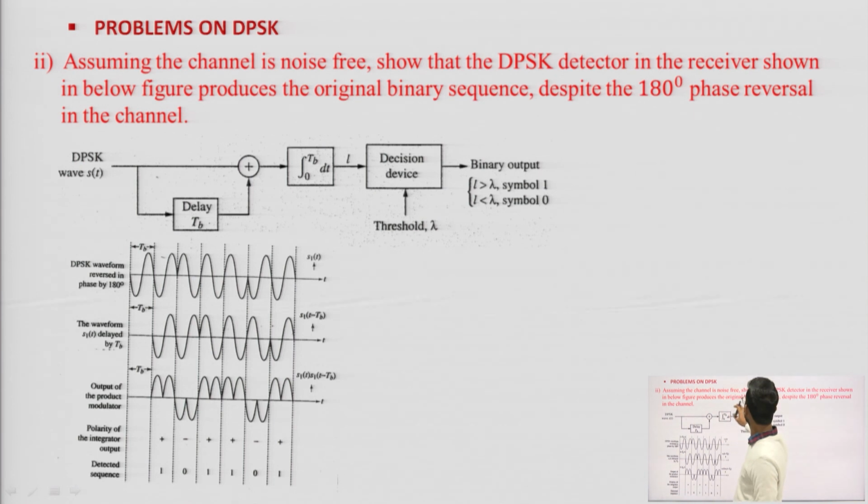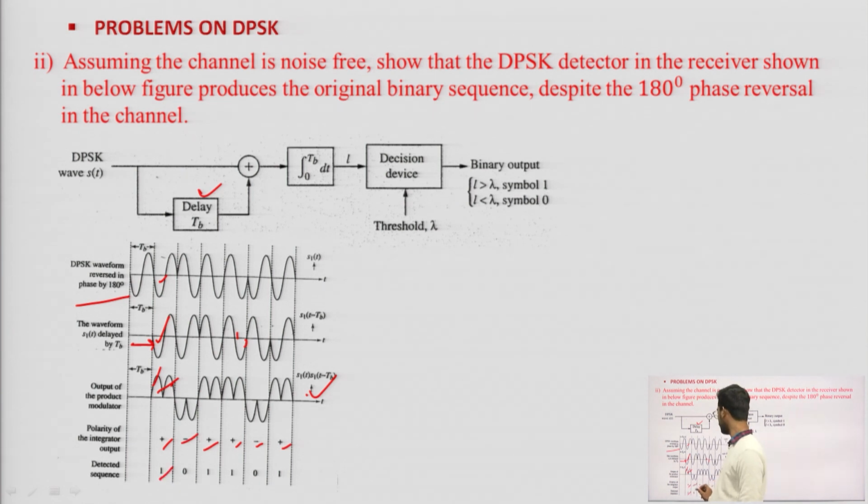This is also one type of problem, the receiver section. If I transmit this signal, I will first delay it by 1 unit. This is the DPSK waveform reversed in phase by 180 degrees. This is the waveform s1(t) delayed by Tb, so this is a delayed signal. For the output of the product modulator, I multiply these: negative times negative is positive, positive times positive is positive. Similarly, we get s1(t) multiplied by s1(t minus Tb), and the polarity will be plus, minus, again plus, plus, minus, plus. According to plus I put 1 and for minus I put 0.